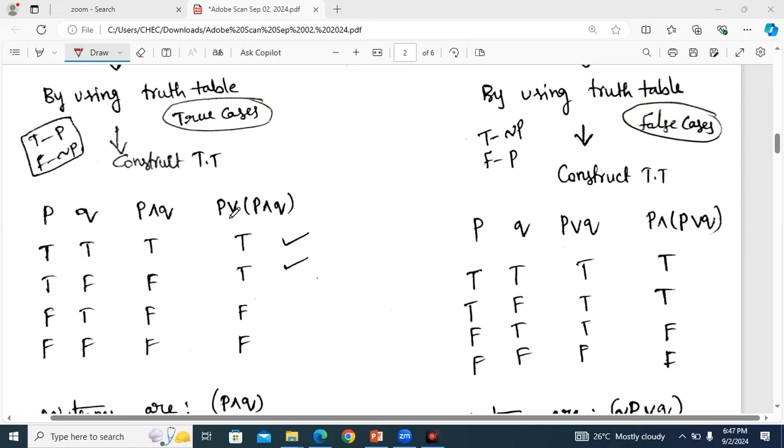The rule of disjunction is: when P is false and (P and Q) is false, P or (P and Q) is false. Otherwise, it is true. So we take the false cases for P. The third and fourth cases are false. In the third and fourth cases, P and Q is also false. So the compound proposition's truth value is false, false. In the remaining cases, true, true.